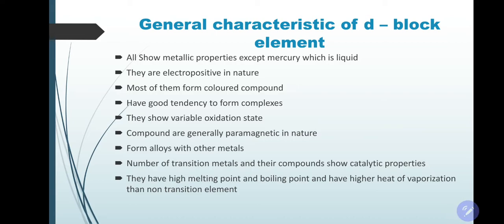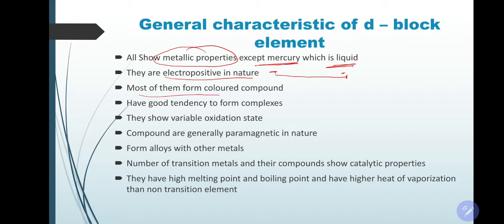D block elements basically show metallic property, except mercury. Mercury exists in liquid state, others are all solids. They are all electropositive in nature, and as you go along the series, from the start of the series till the end, the electropositive nature will decrease.